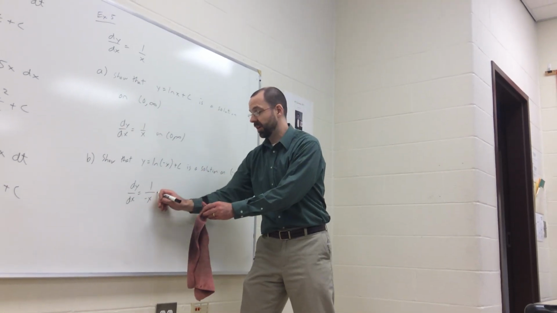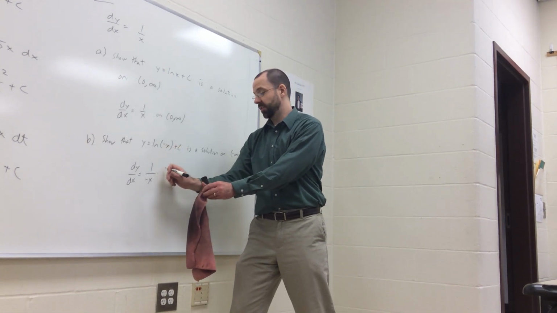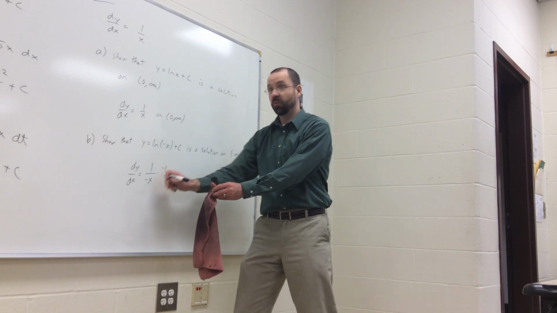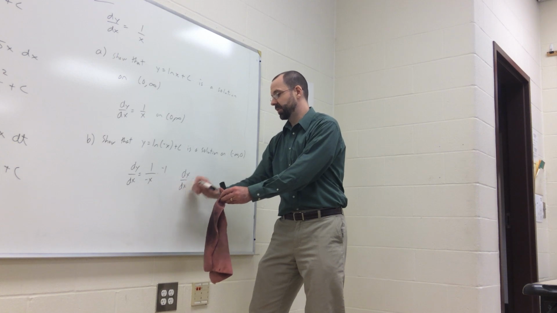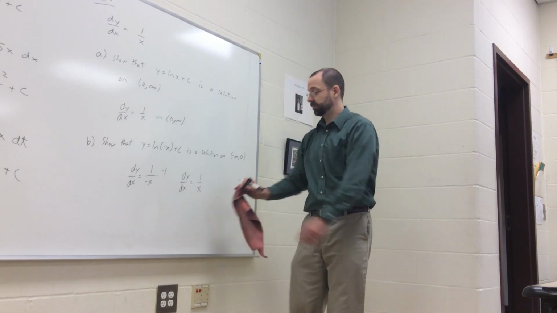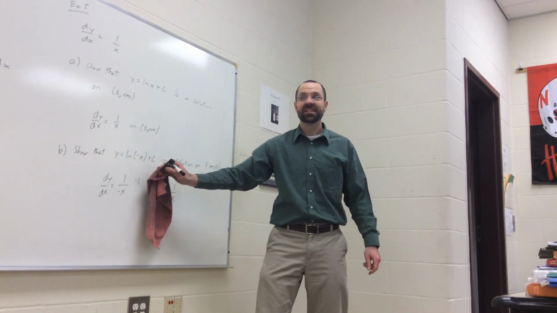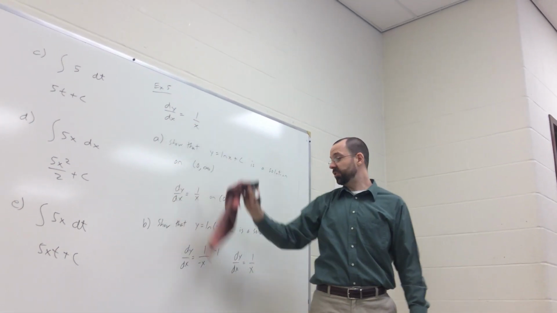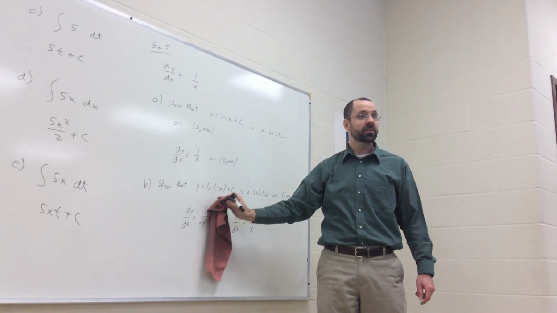But then I have to multiply by the derivative of the inside, and the derivative of negative x is negative 1. Good math. And then the negative 1's cross out, right? So the final answer is dy dx equals 1 over x. So that's another answer to this. Because the derivative of this is that, so the antiderivative of that is this.